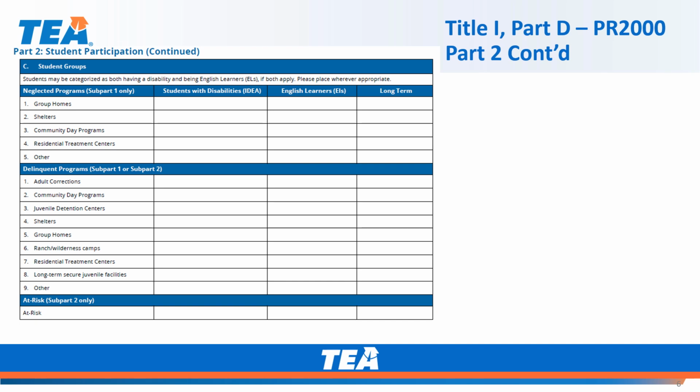In Part 2, Section C, the state agencies and the LEAs will need to report student numbers by student groups. The state agencies will need to respond to the neglected section. LEAs and state agencies will need to fill out the delinquent section. LEAs will then need to fill out the at-risk section.